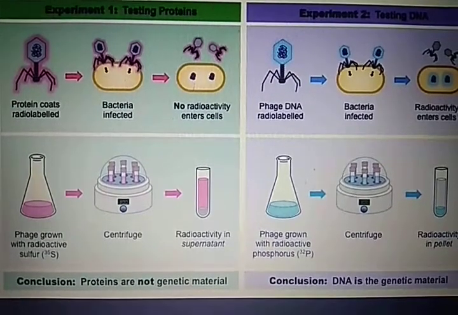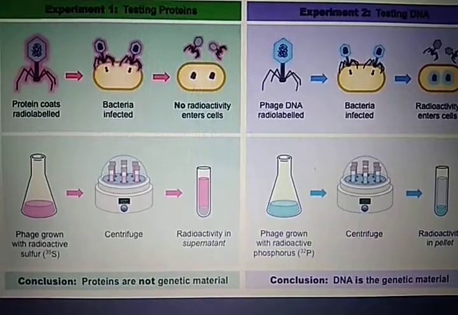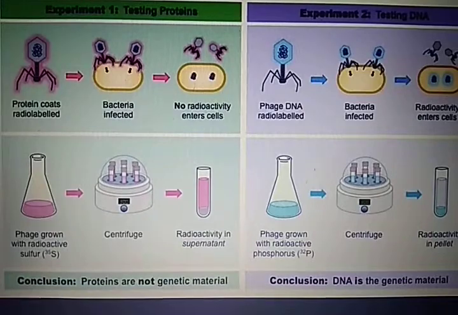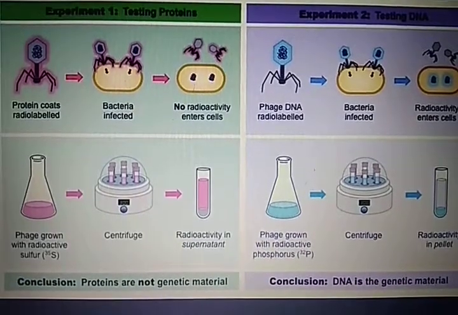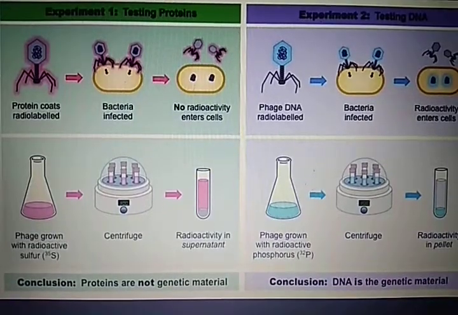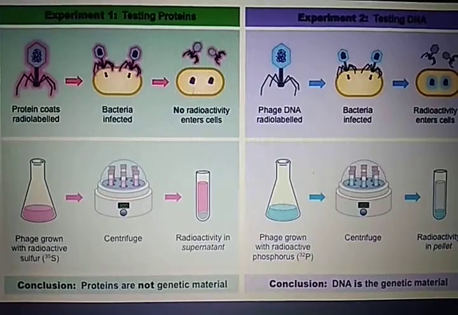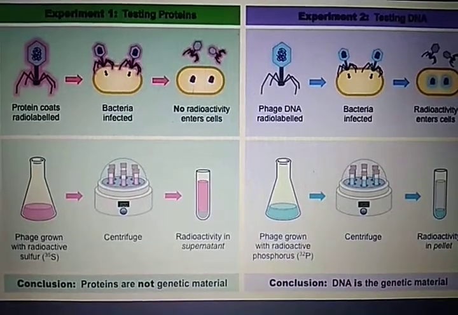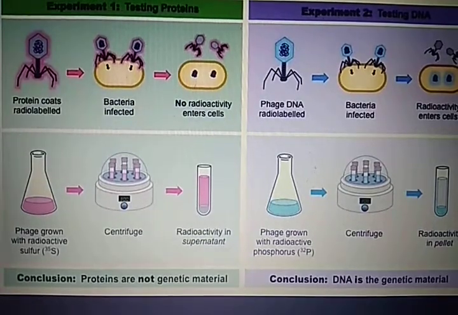In the same way, the virus grown in the medium containing radioactive sulfur, that is S35, now contained radioactive protein, not radioactive DNA. This is because DNA does not contain sulfur. These radioactive viruses were then allowed to attach to bacteria. They have taken E. coli.